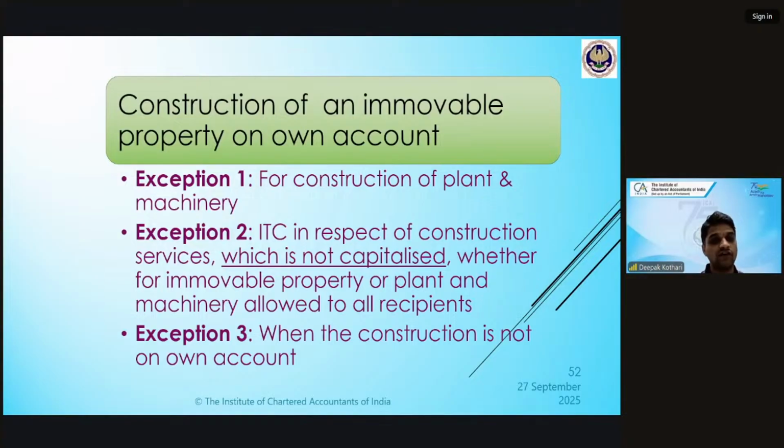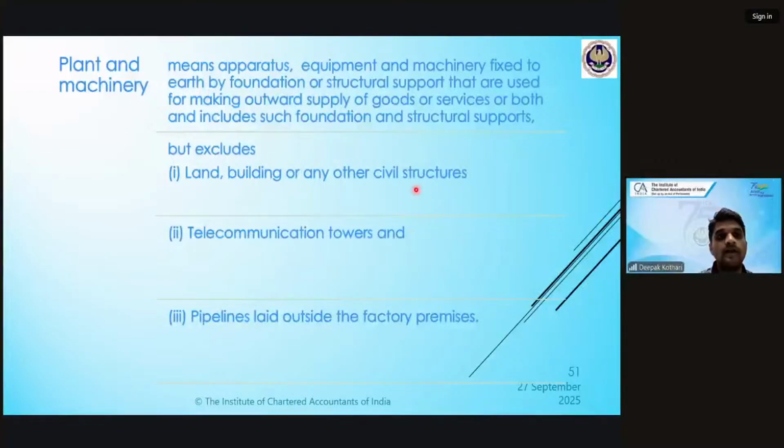Cost of conveyance of machine from place A to place B for further use. Is ITC available? Yes, ITC is available there because you are transporting the machinery. You can claim the credit on that. It is not coming under block credit. Now, plant and machinery has been defined as apparatus, equipment, and machinery which is fixed to earth by foundation or structural support that are used for making outward supply of goods or services or both and includes such foundation and structural support.